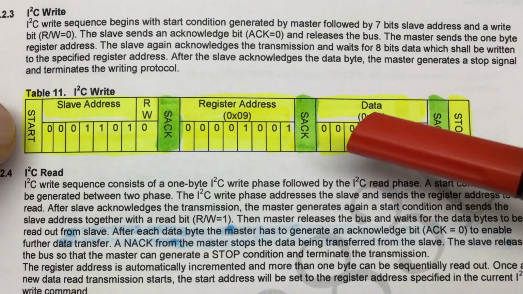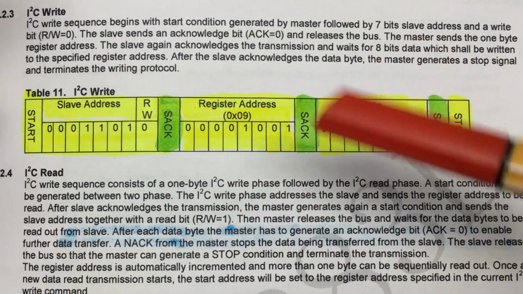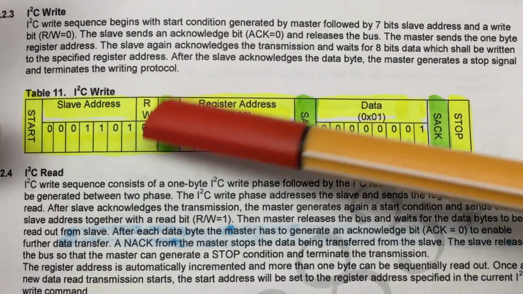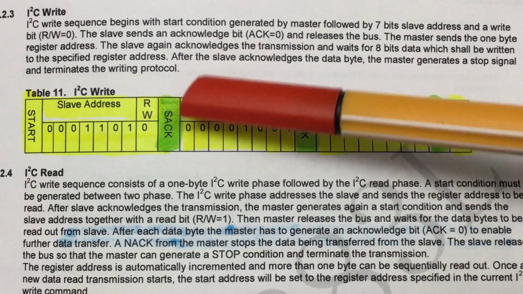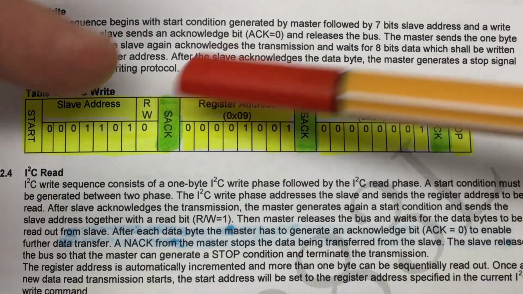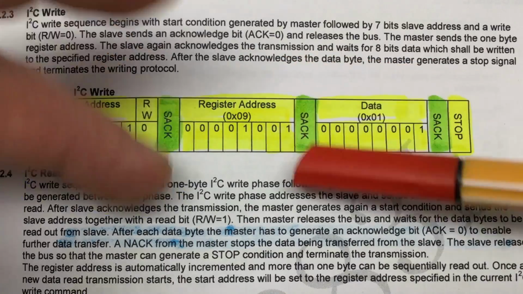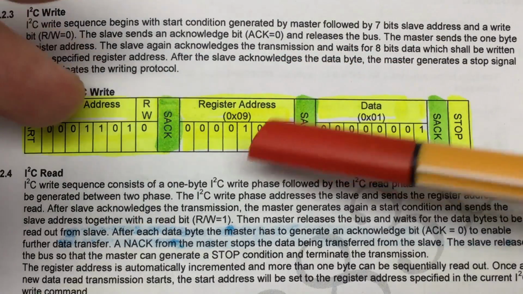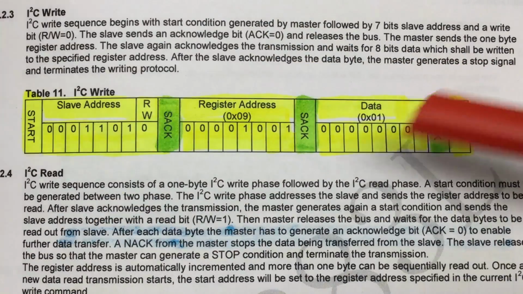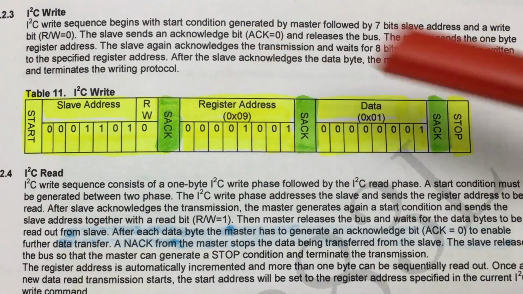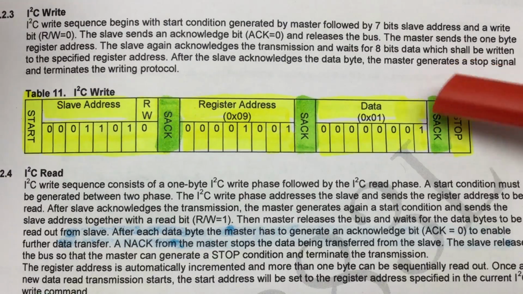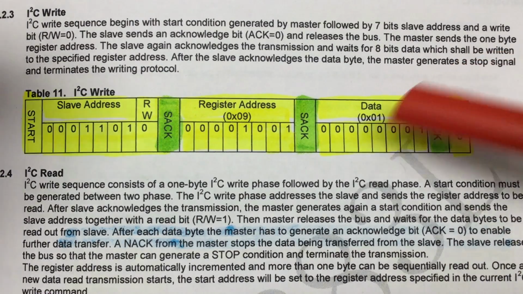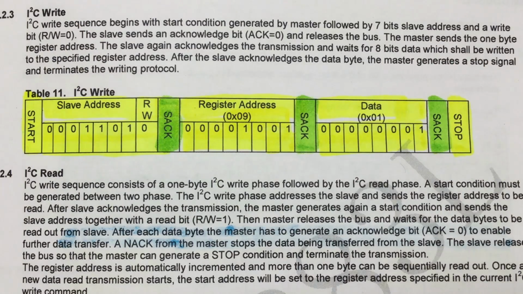And here we also start with a start signal from the master, followed by the slave address with the read-write bit set to 0. That's acknowledged by the slave. Then the master sends the register address which we want to write to. That's acknowledged by the slave, and then the master sends the data that should be written into that register. Also acknowledged by the slave, and then the master sends a stop signal, releasing the bus again.